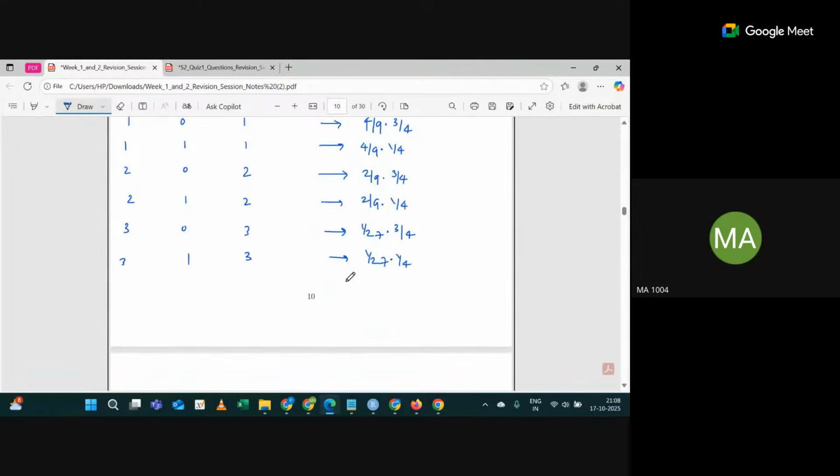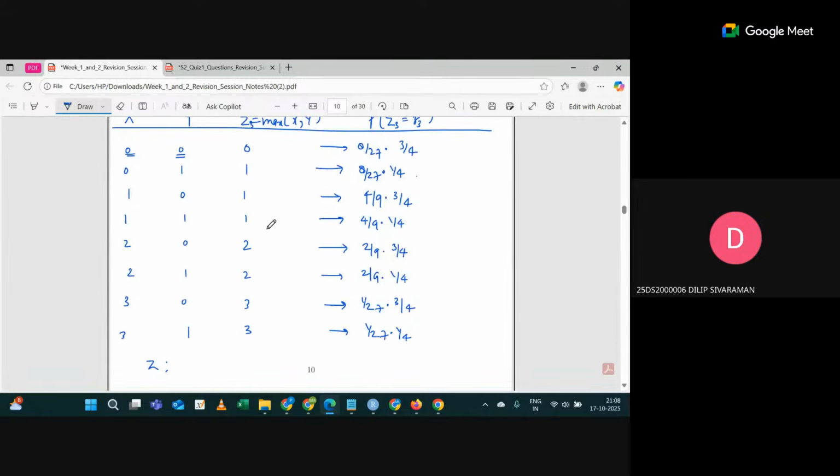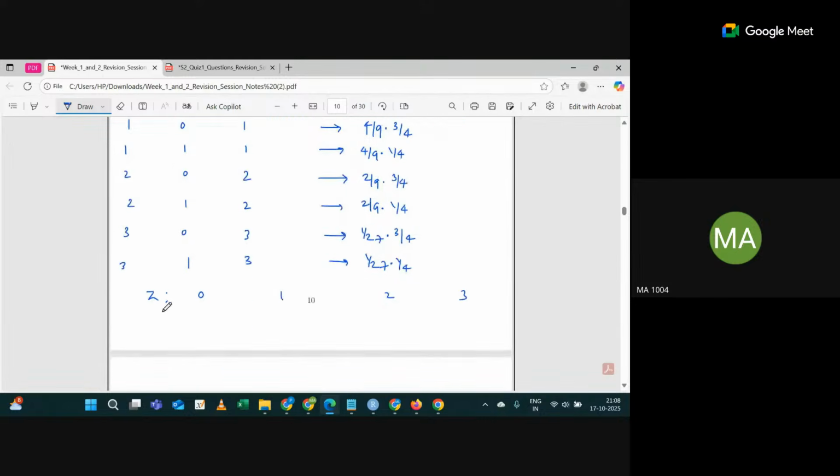So actually what I'm trying to say here: what is the PMF of Z if you want to calculate? What is the possible value Z can take? Tell me. 0, 1, 2, and 3. Very good. Now let's calculate the probabilities for Z equal to z.